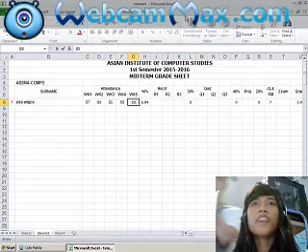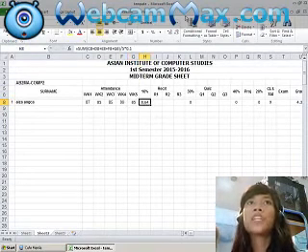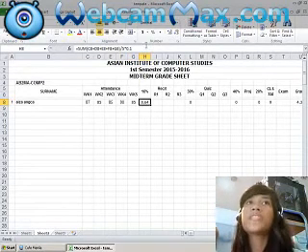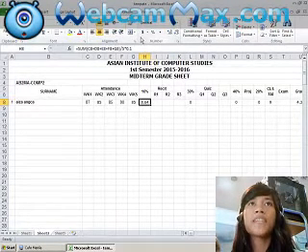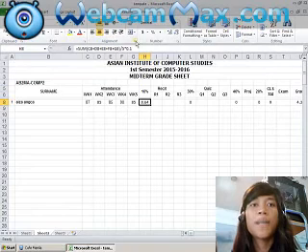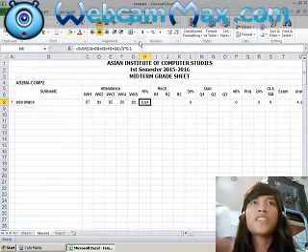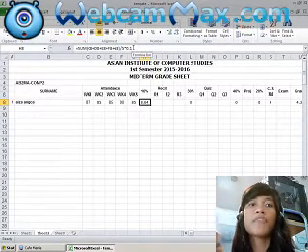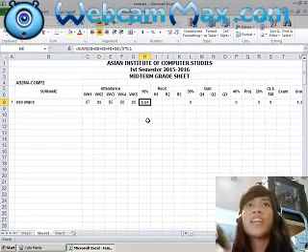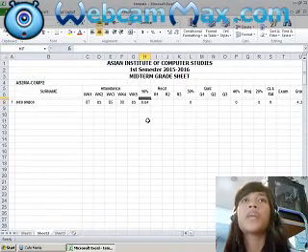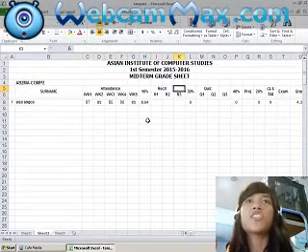And to get the total, we will use equals sum, open parenthesis, C8 plus D8 plus E8 plus F8 plus G8, close parenthesis. We will divide it by 5 and multiply by 0.1. And as you can see, we get 8.64 total. And we will proceed to the recitation.